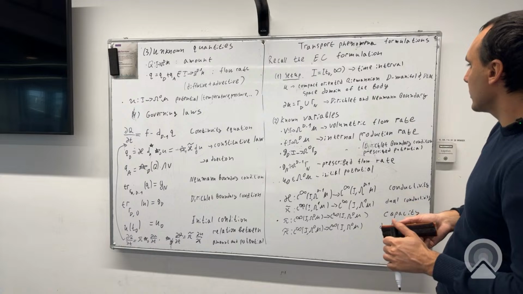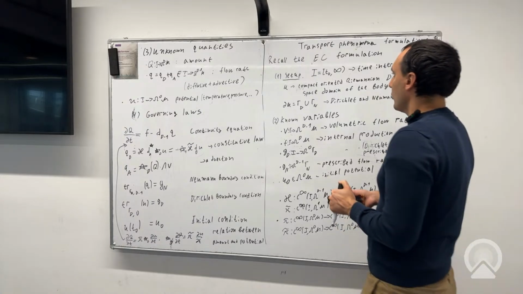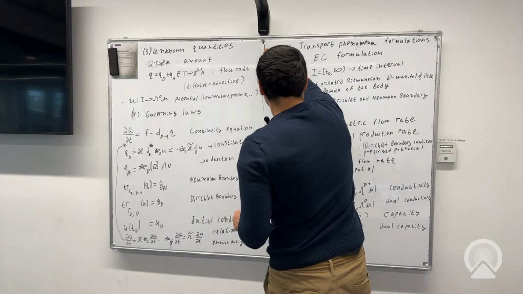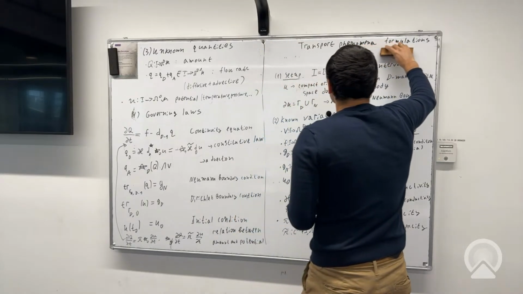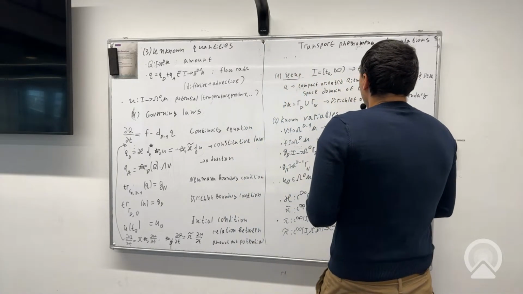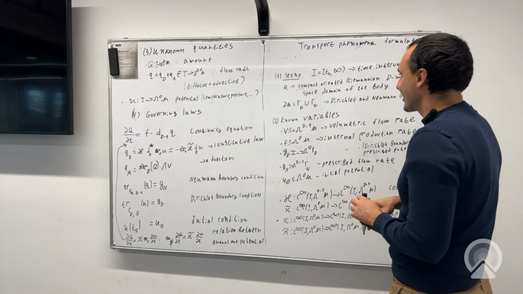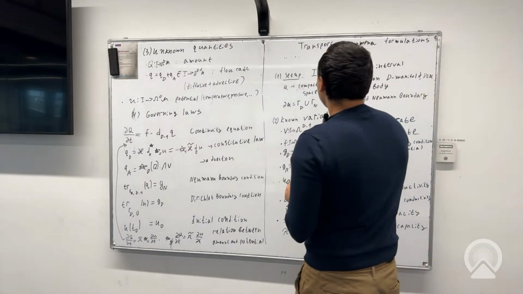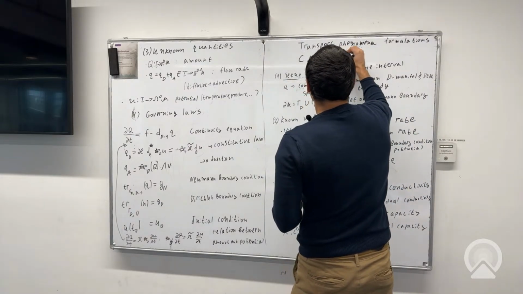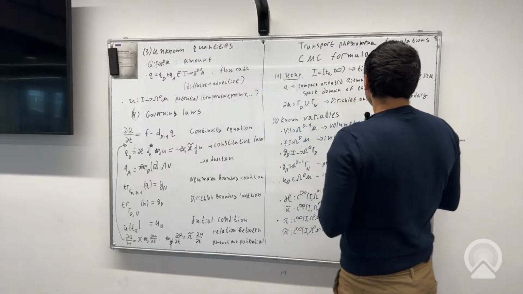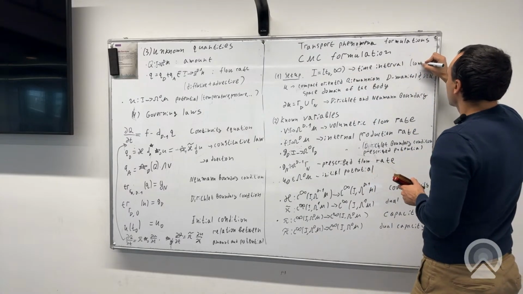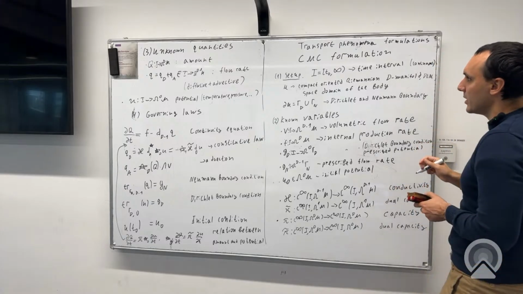Now I'm going to write the CNC formulation. I will save a bit of time and just change something, and wait for you to write it down. So we have the CNC formulation. And the time now is, again, continuous. So we have continuous time and discrete space.